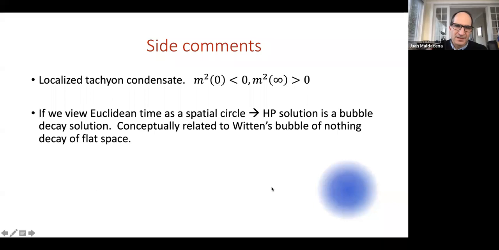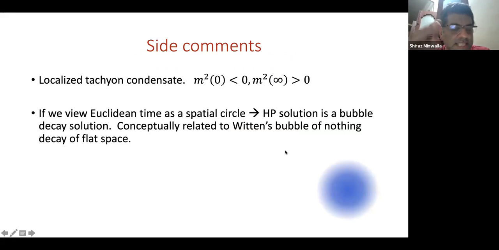And we could view this Euclidean time as a spatial circle, like a Kaluza-Klein compactification. In that case, this Horowitz-Polchinski solution is a bubble decay solution. It could be viewed as a bubble decay where we start condensing the tachyon, and then this tachyon continues condensing when we go to Lorentzian signature. So it's conceptually related to Witten's bubble of nothing decay of flat space with a Kaluza-Klein compactification on a circle with antiperiodic boundary conditions on the circle.